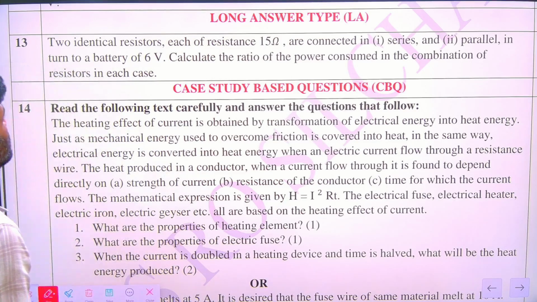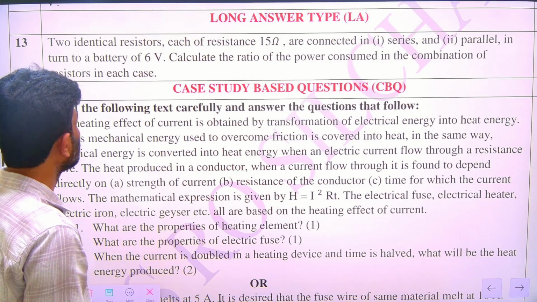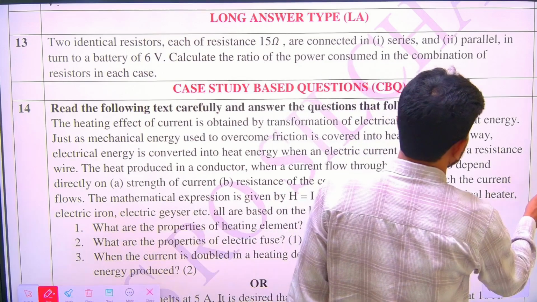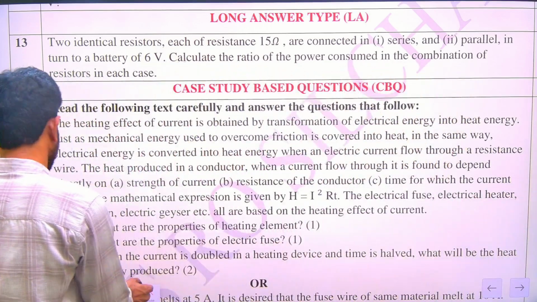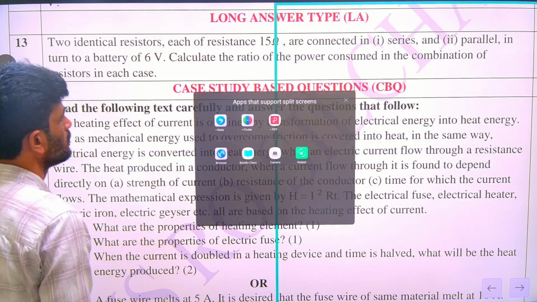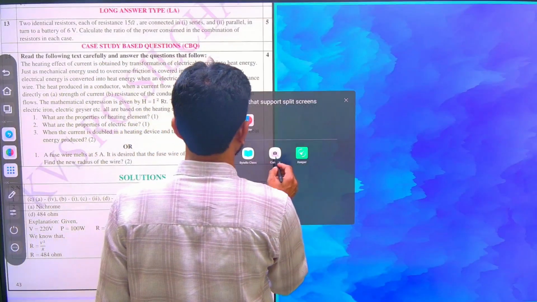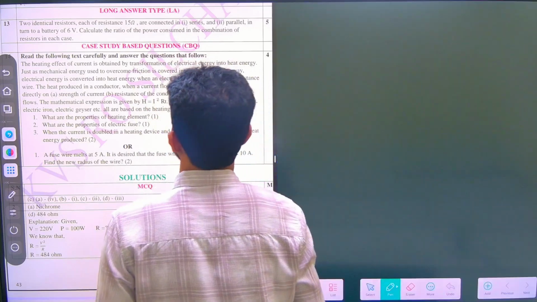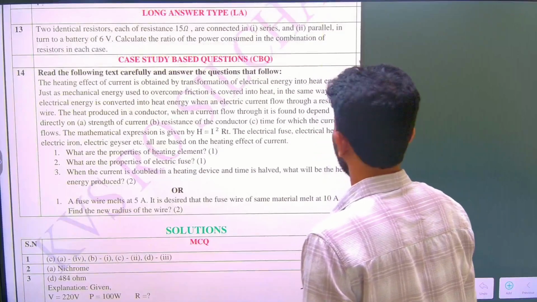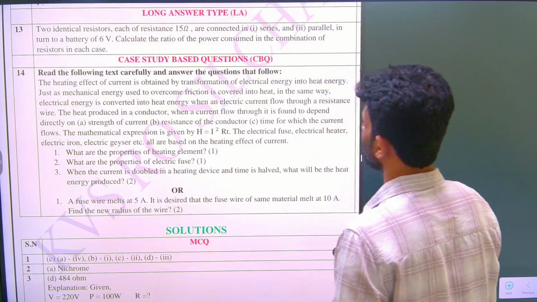Two identical resistances, each of resistance 15 ohms, are connected in series in the first case, and in parallel in the second case, to a battery of 6 volt. Calculate the ratio of power consumed. So many problems are related to what? Power. Now let us do it on the board, because it is a big problem. I think it will be better if I write on the board, you will understand better.